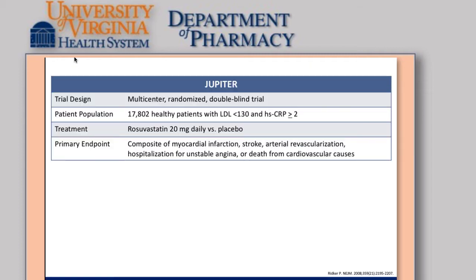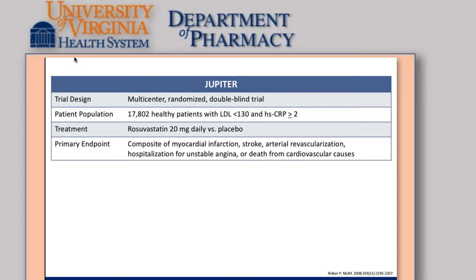So now we'll talk about the JUPITER trial, which was a primary prevention trial that compared rosuvastatin 20 milligrams daily versus placebo. It enrolled over 17,000 healthy patients, again, primary prevention, who had an LDL that was less than 130 and a high-sensitivity C-reactive protein that was greater than 2.